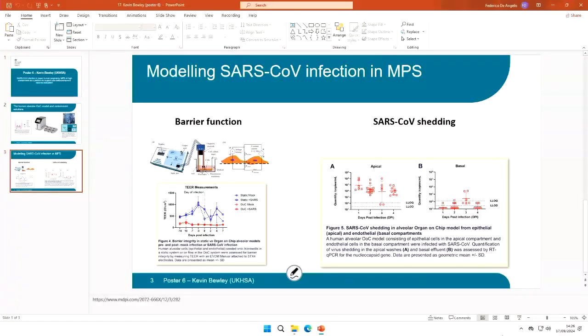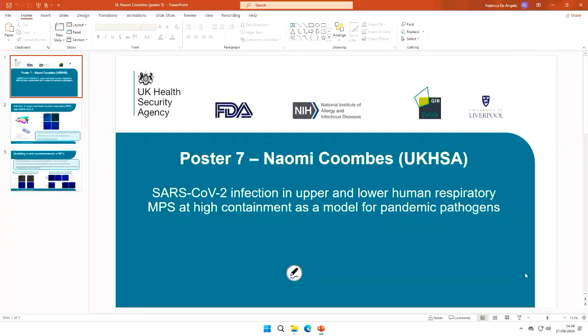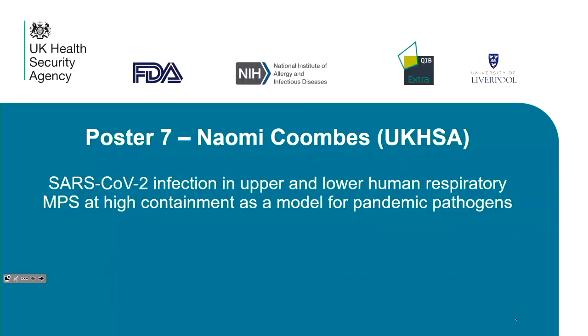Okay, so we now have another talk from the UK Health Security Agency. Dr. Naomi Coombes is going to talk about SARS-CoV-2 infection in upper and lower human respiratory MPS at high containment as a model for pandemic pathogens.